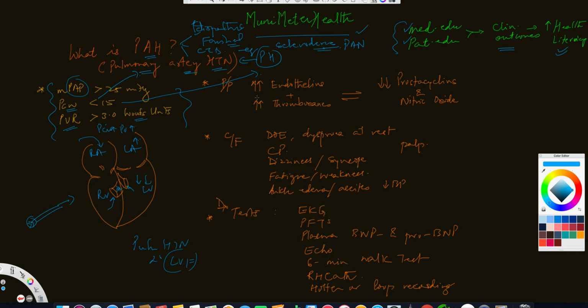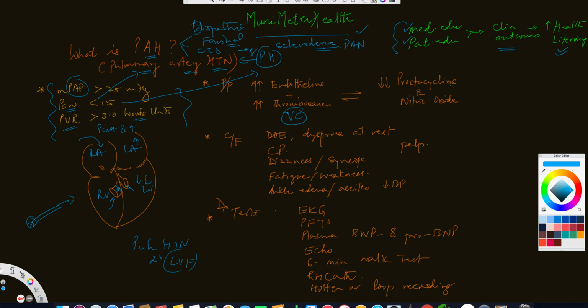So having understood the pathophysiology, the endothelin levels and the thromboxane levels, they both are high. Now remember, these are vasoconstrictors, my friends. The vasoconstrictor hormones are high endogenously, endothelins and the thromboxane, that'll result in vasoconstriction. As a result, PAH will occur.